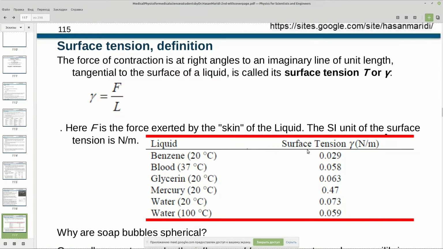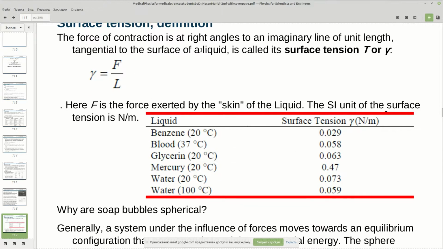Surface tension definition: the force of contraction at right angles to an imaginary line of unit length tangential to the surface of a liquid. It's called surface tension, T or gamma. Gamma is the Greek letter. It's also the ratio of F to L, where F is the force exerted by the skin of the liquid, and the unit of surface tension is newton per meter.